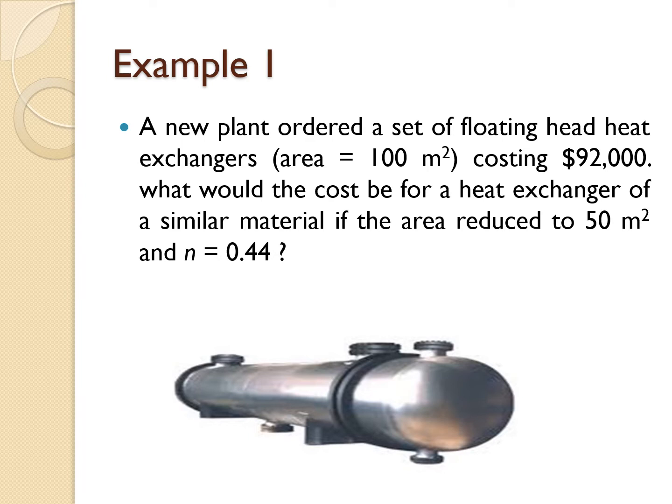Okay, so this is example 1. A new plant ordered a set of floating head heat exchangers. This one is a heat exchanger. The area for the heat exchanger is 100 meters square, and the cost is 92,000. So what would be the cost for a heat exchanger of similar material if the area is reduced to 50? The n is 0.44. So we can use the formula of CA just now to estimate the new cost for the heat exchanger with the size of 50.